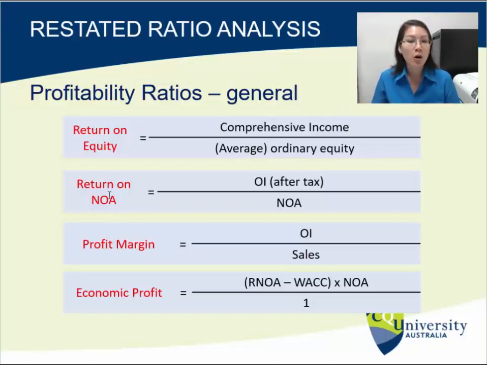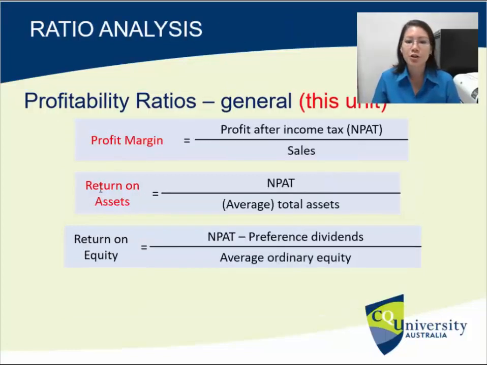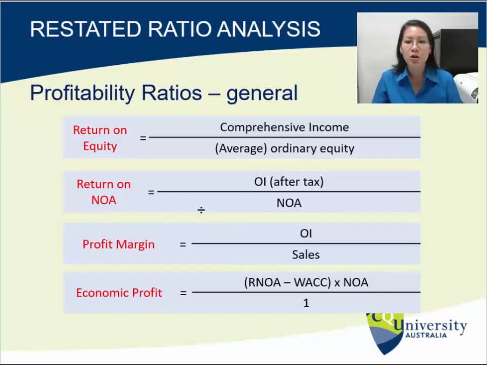Return on net operating assets is same as return on assets that we looked at in the profitability ratios on the first slide. So return on assets, again, looking at the return for the use of your assets. So for every dollar of assets, how much are you generating in profit? And that's the same concept with our restated return on net operating assets. How much profit or operating income are we generating from our operating assets? So again, you want to see a high figure.